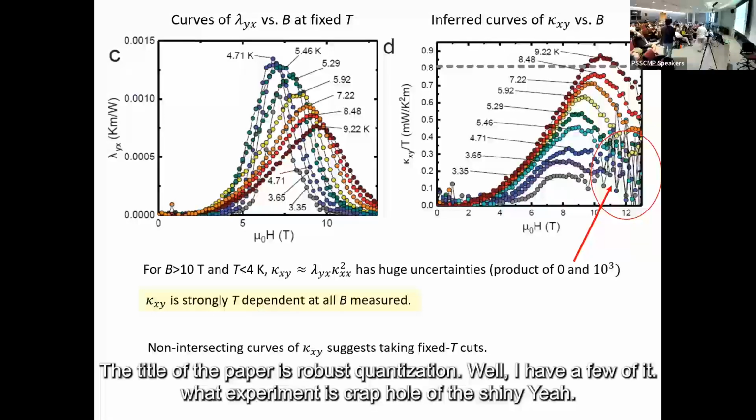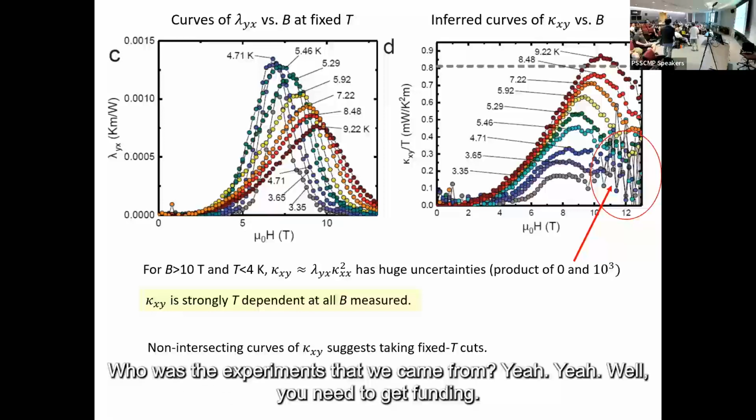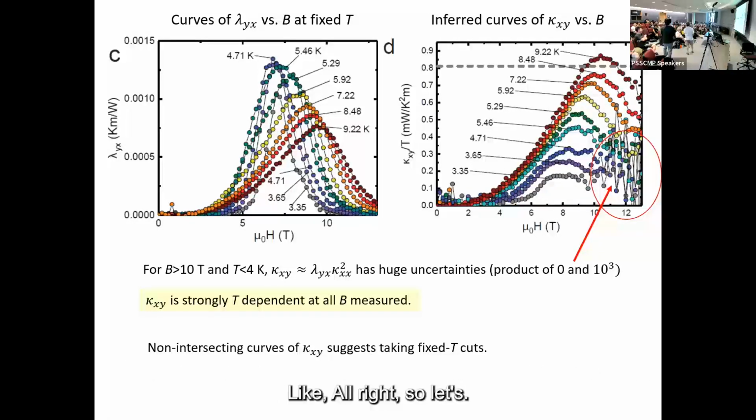So I feel that once experimentalists grab hold of shiny objects, it's hard to let go. The problem is experimentalists believe too much. Yeah, it could be that. Well, you need to get funding, right? Get a paper into Nature.